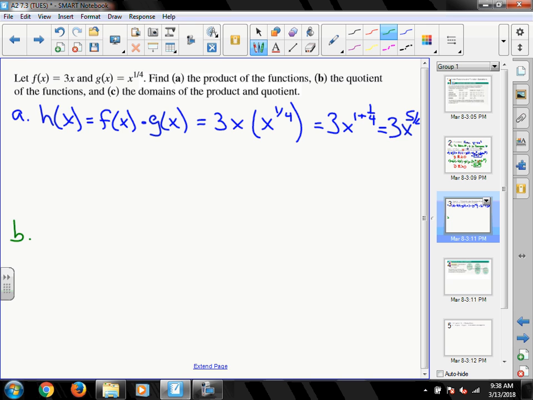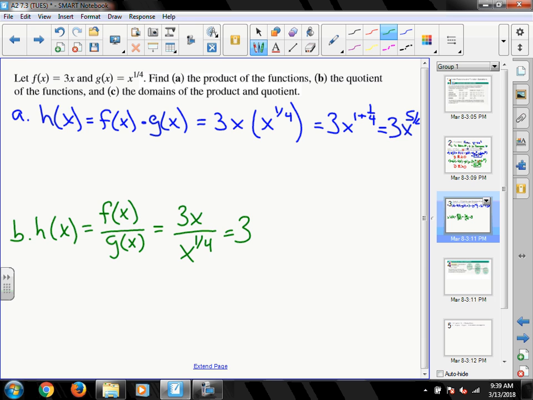B. We're going to find the quotient. What does quotient mean? We're going to divide. So h of x is f of x divided by g of x. f of x is going to be 3x. g of x is going to be x to the 1/4. What am I going to do with my exponents now? We're going to subtract those. We're going to get 3 times x to the 1 minus 1/4, or 3x to the 3/4.